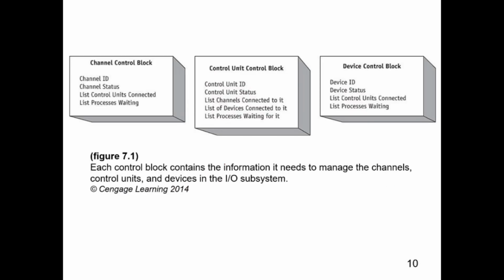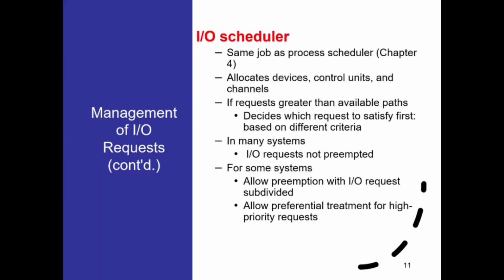In Figure 7.1, it shows that the control block contains the information it needs to manage the channel. For example, the channel control block contains information such as channel ID, channel status, list of control units connected, and list of processes waiting. It is the same for the others, which are the control unit control block and the device control block. They contain the information stated in the slide.